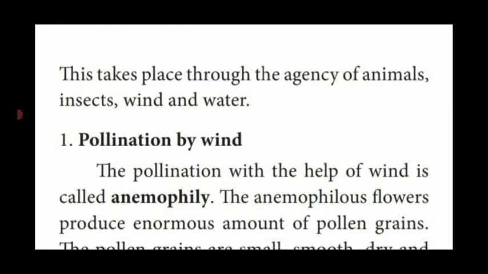First, we are going to see pollination by wind or air. Pollination means the transfer of pollen grains from the anther to the stigma of the same flower or of a different plant of the same species. Here, first we are going to see pollination by air. Pollination by air or wind is known as anemophily. Anemo is a Greek word, meaning air. Pollination taking place by wind or air is known as anemophily.